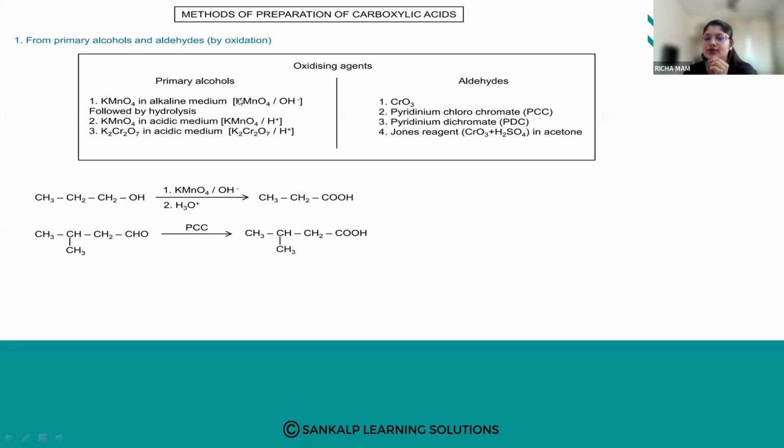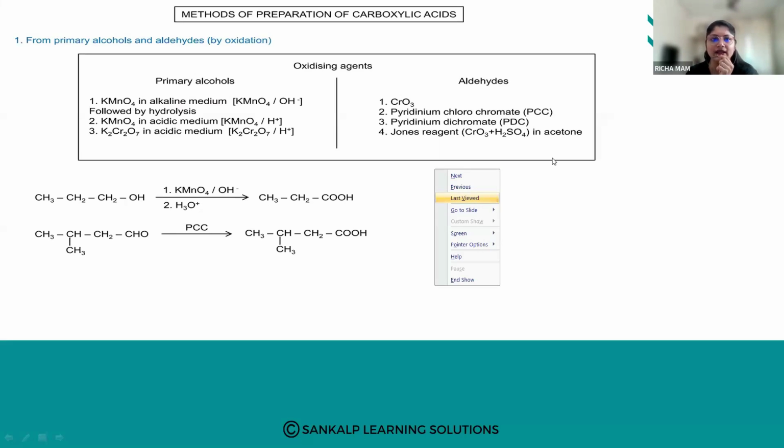Okay. So in the previous class, we were discussing the methods of preparation of carboxylic acid, right? So we have discussed some 3 or 4 methods of preparation. So these were the methods of preparation which we have seen in our previous class. So first was from primary alcohols and aldehydes.